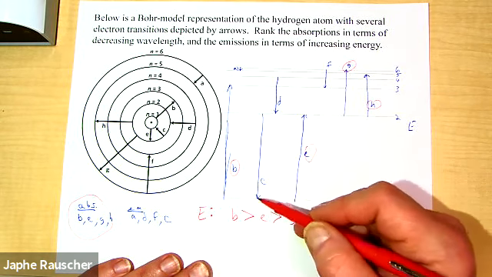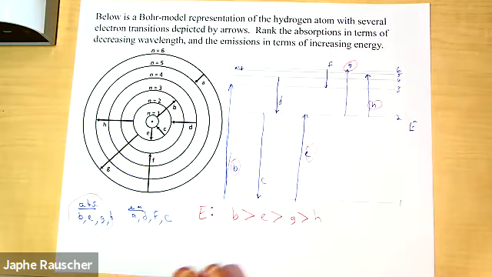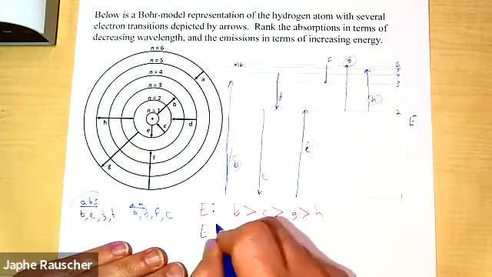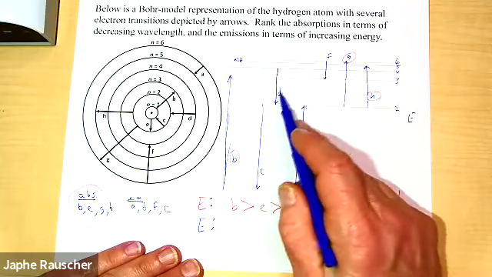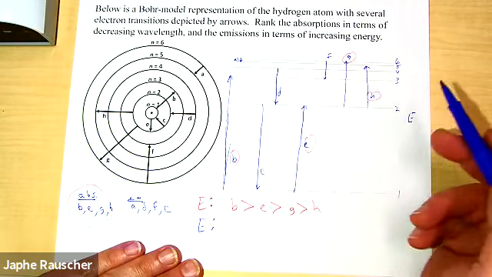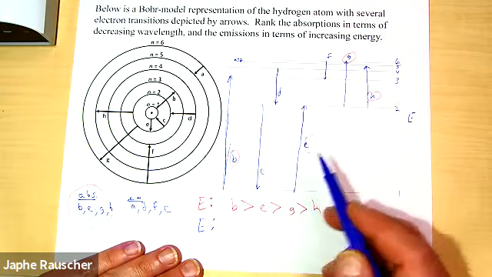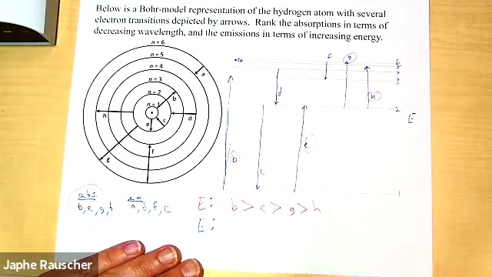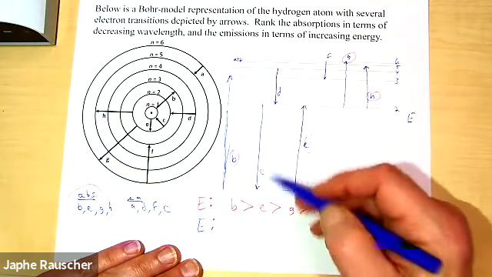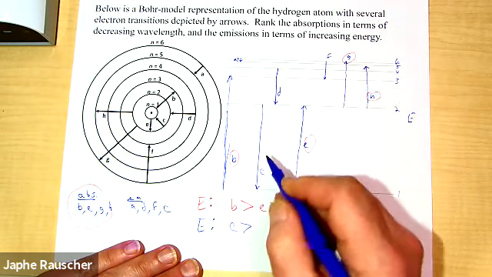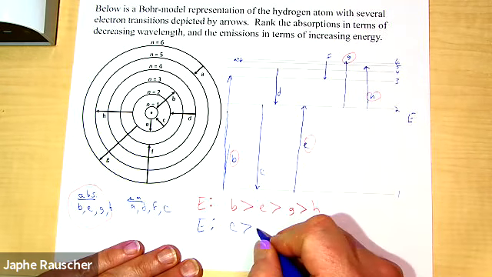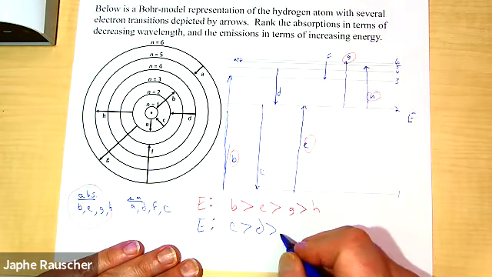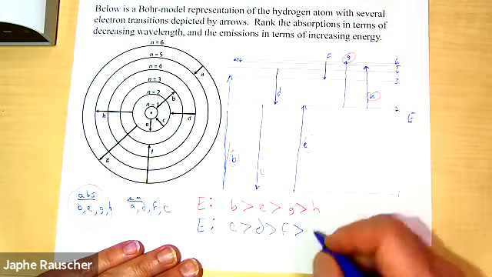Let's rank the energy of the emissions as well. C looks to be the largest of these four. A, the little tiny A, is all the way at the end. It's the smallest one for sure. D is definitely larger than F. So C is the largest, then D, then F, and then A would be the smallest.